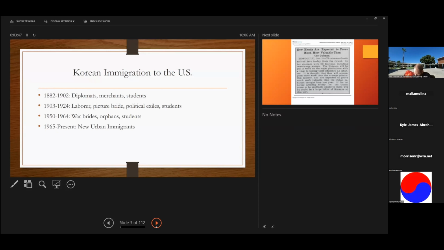They are known as new urban immigrants because, unlike traditional immigrants who tend to come from poor rural backgrounds, Korean immigrants who came after 1965 were highly educated, from middle class and upper middle class backgrounds, and mostly from urban areas such as Seoul, Incheon, and Daegu. But today I'll be focusing mainly on the second stage, between 1903 and approximately 1918.